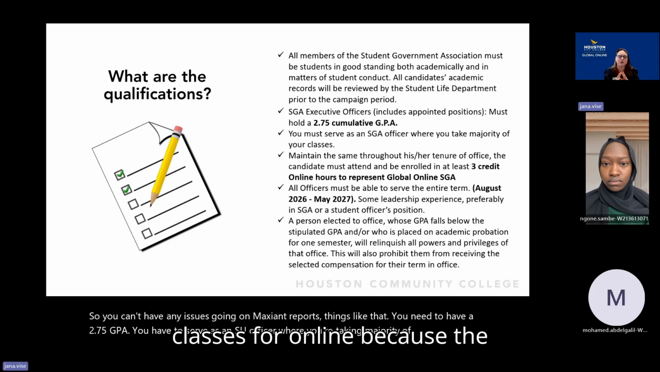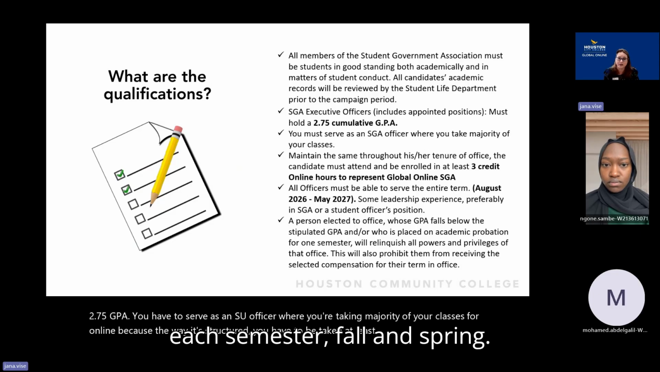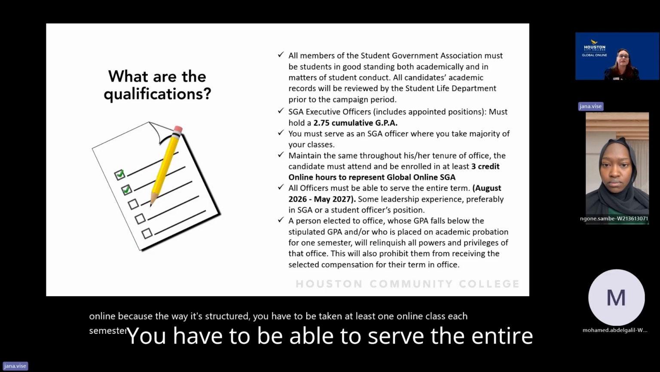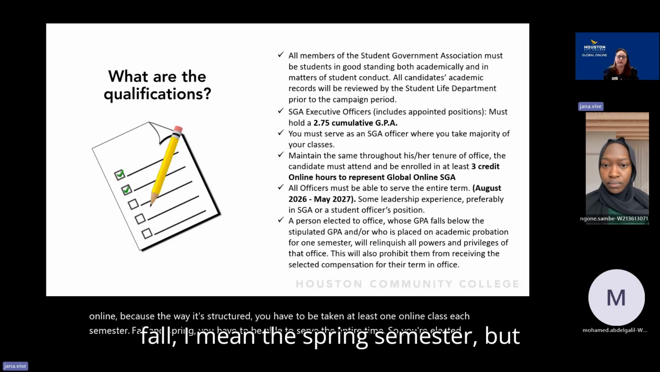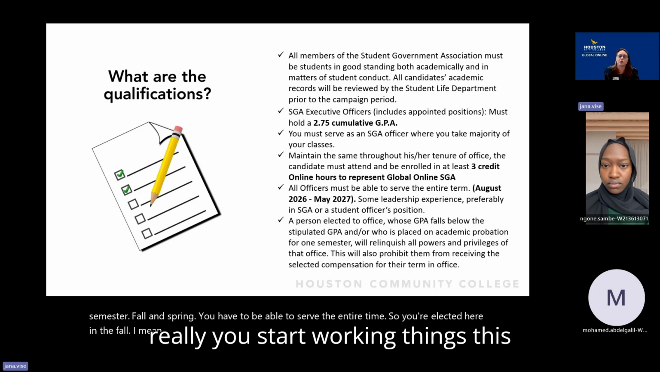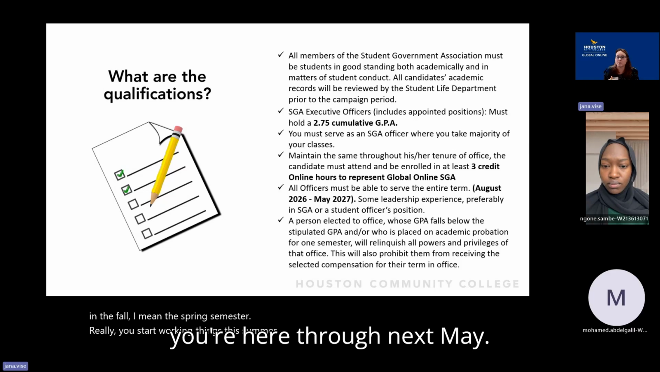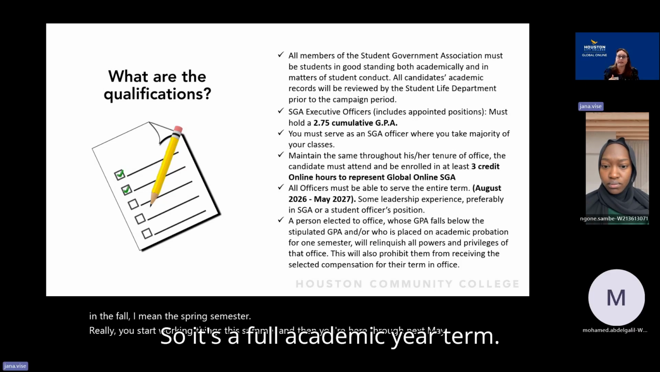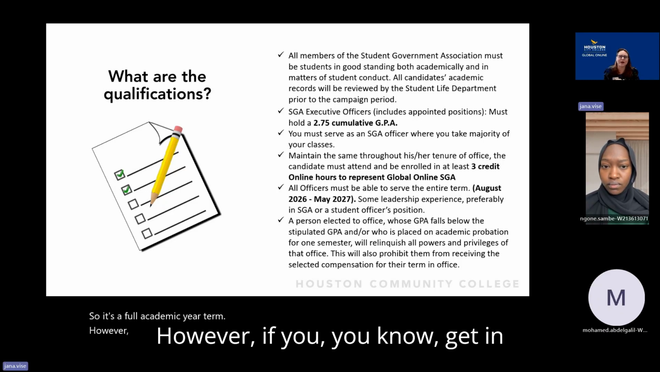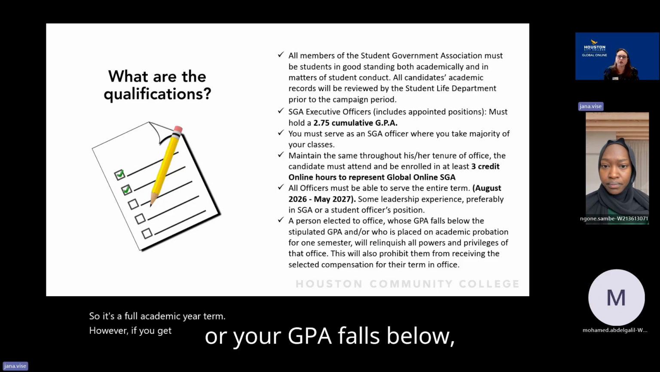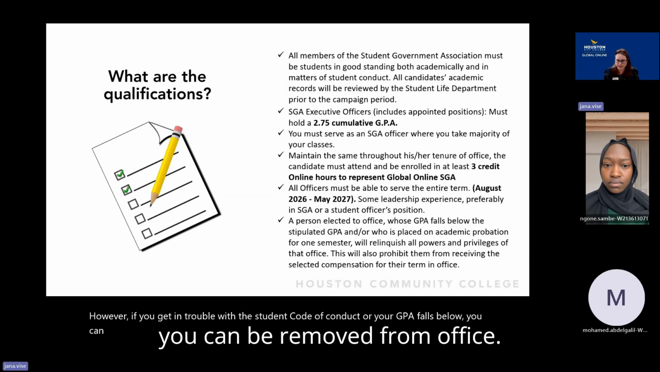For online, because of the way it's structured, you have to be taking at least one online class each semester, fall and spring. You have to be able to serve the entire time. So you're elected here in the fall, the spring semester, but really you start working things this summer, and then you're here through next May. So it's a full academic year term. However, if you get in trouble with the student code of conduct or your GPA falls below, you can be removed from office.